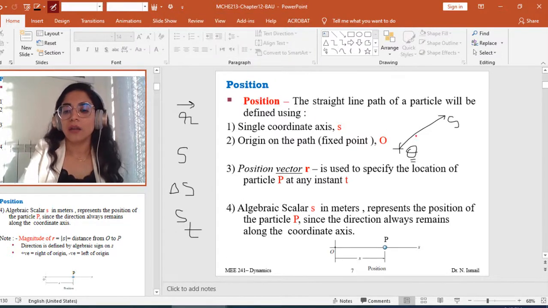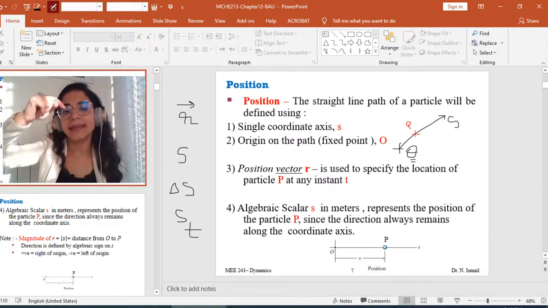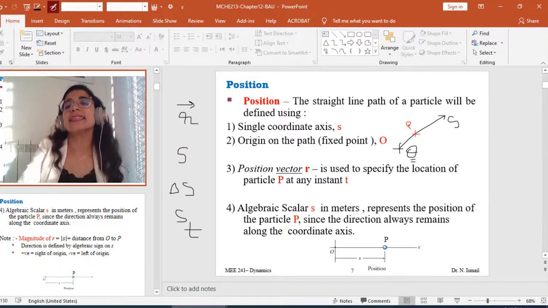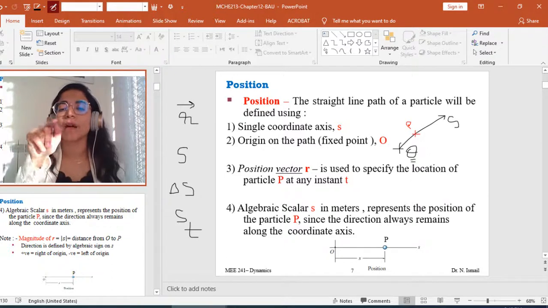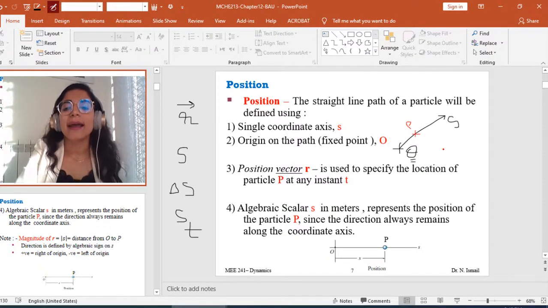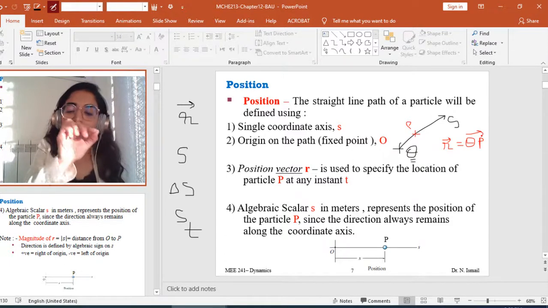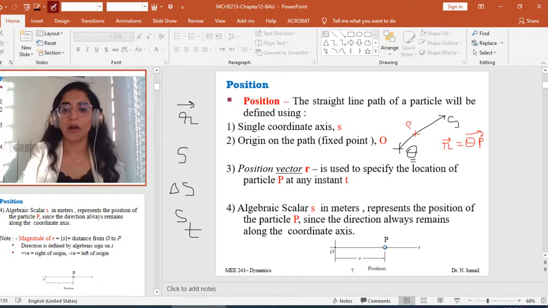Let's specify P as the position point of this particle at an instant t. So at t, I know that P is at this location. So what will be R? R is the position vector of P, which means R in vector form is equal to OP. I always start from O to P, alright? So it is OP. This is the vector position R.